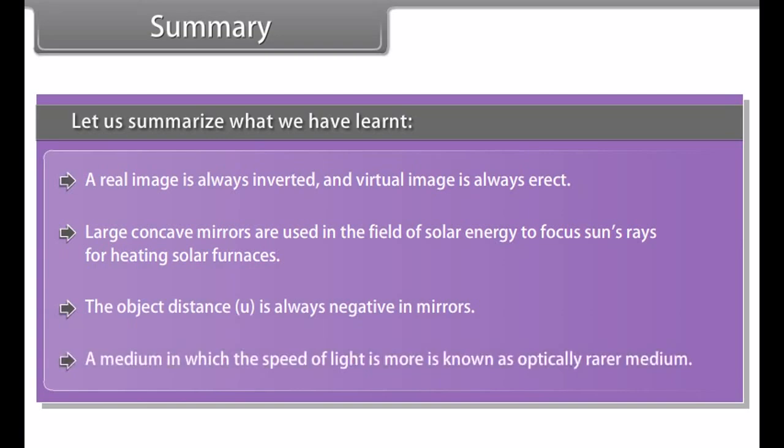The focus of a convex mirror is situated behind the mirror. The image is formed at that point where at least two reflected rays intersect. A real image is always inverted and virtual image is always erect. Large concave mirrors are used in the field of solar energy to focus sun's rays for heating solar furnaces. The object distance u is always negative in mirrors. A medium in which the speed of light is more is known as optically rarer medium.